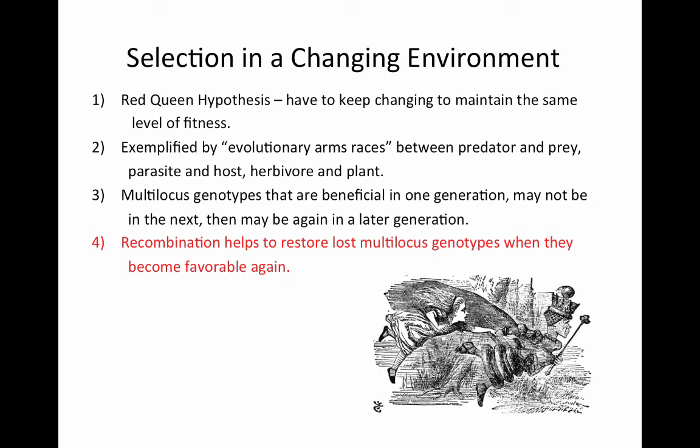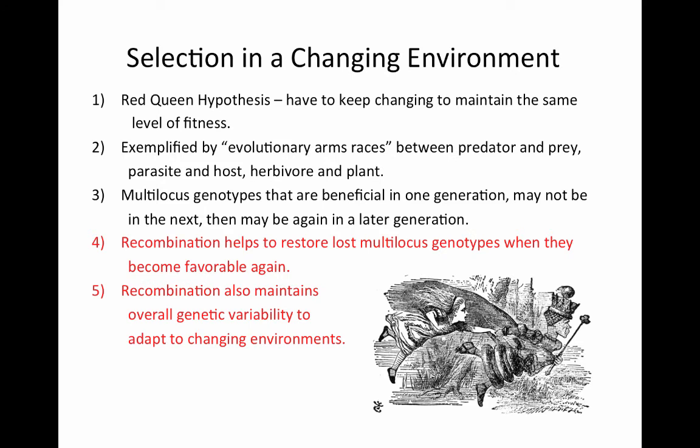If you're able to recombine and scramble up, reduce linkage disequilibrium, right, in the population, you can restore those lost multilocus genotypes when they become favorable again. Recombination also maintains more overall genetic variability, so both recombination and the segregation of alleles, shuffling the deck constantly to maintain the genetic variability, and that gives you that variation that you need, back to Darwin's four postulates, to be able to evolve by natural selection, adapt to changing environments.